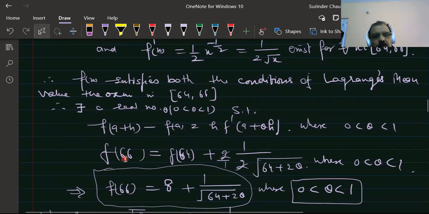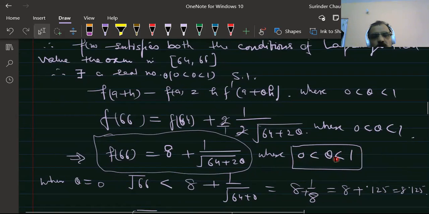Now substitute, f of a plus h is f of 66, so take the right hand side, f of 64 plus h is 2, into 1 by 2 root of 64 plus 2 theta, where 0 is less than theta less than 1. This implies root 66 is equal to 8 plus 1 upon root of 64 plus 2 theta. Now theta is in the open interval 0 to 1. If theta is equal to 0, then this will be less than 8 plus 1 upon root of 64 plus 0, because a small value of theta means the value decreases. That is 8 plus 1 upon 8.